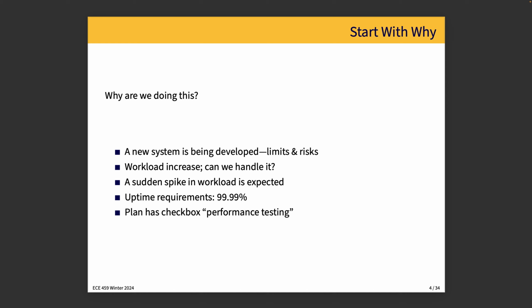Reason 4, the system has a high uptime requirement, 99.99% or something. More nines cost more money, that's for sure. So we have to be sure that it works over an extended period of time. And the last reason is, it's included here for completeness, but it's not a real reason. But call me cynical if you will, but the project plan has a checkbox that's labeled performance testing, even though nobody knows what it actually means.